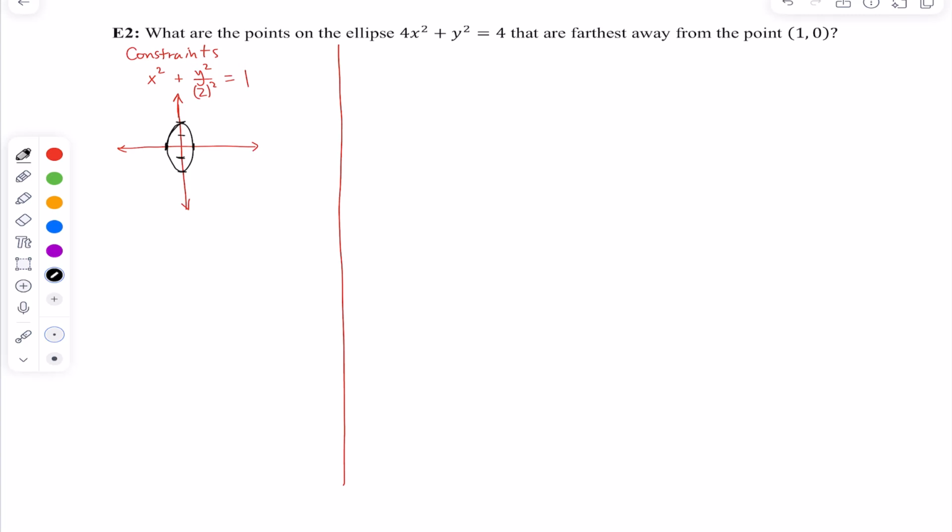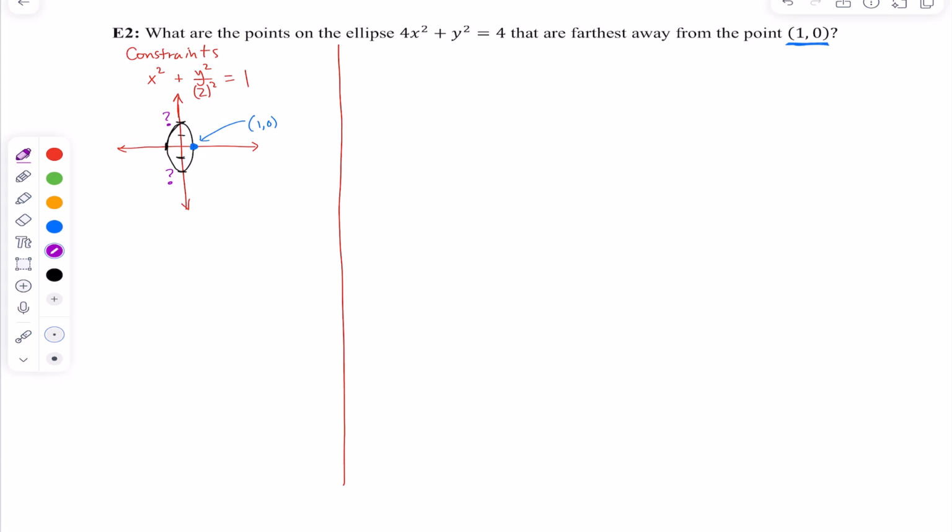And we want to know what are the points on the ellipse that are farthest away from this ordered pair right here. And just by eyeballing this, you think the ordered pair would be somewhere in quadrant 2, and there will be another ordered pair somewhere in quadrant 3.